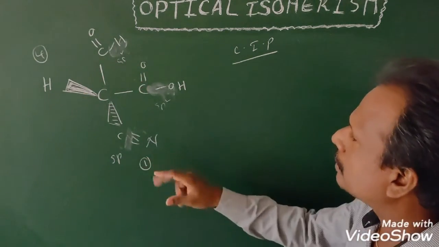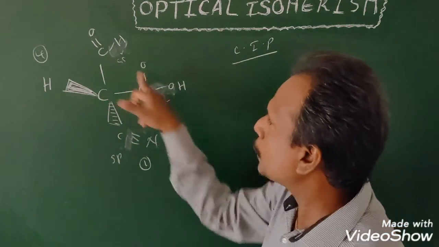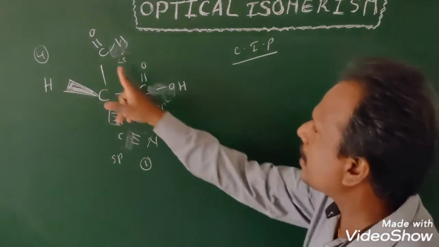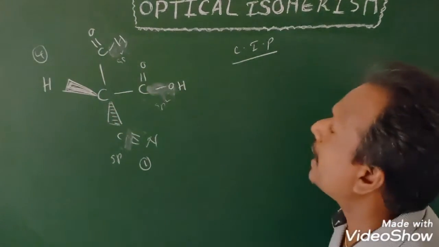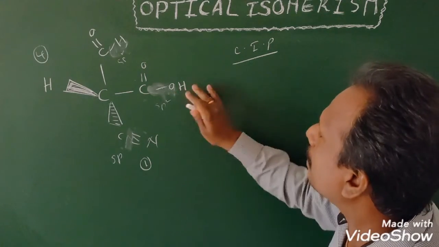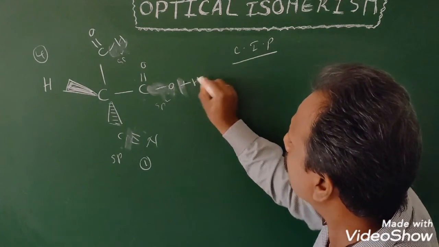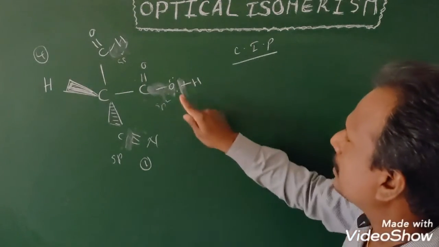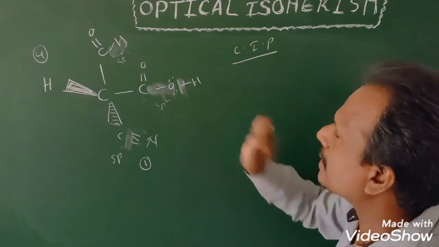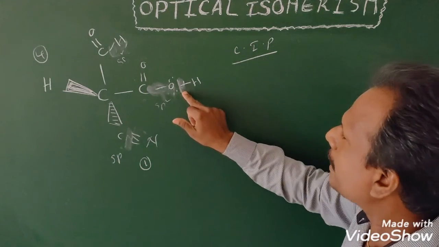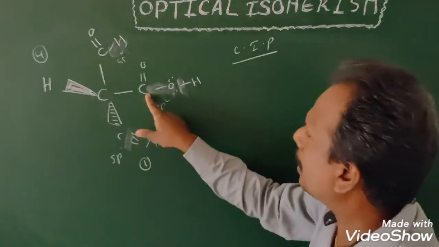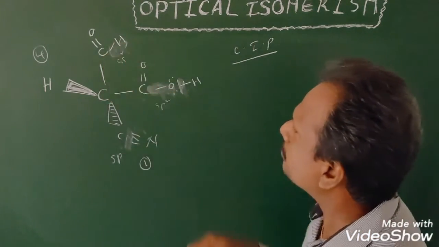Number 2 is among these two groups, aldehyde and carboxyl group. Which group has more priority? Hybridization is the same, atom is the same. Then you go to the next atom. Here the next atom is oxygen. What is the hybridization of oxygen? sp3, total pairs 4, 2 sigma pairs, lone pairs. So the next atom is oxygen. Here sp3. Here the next atom is also oxygen. Here also oxygen. Then the next atom is here.